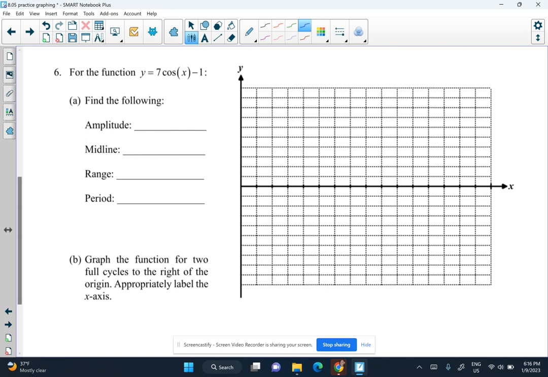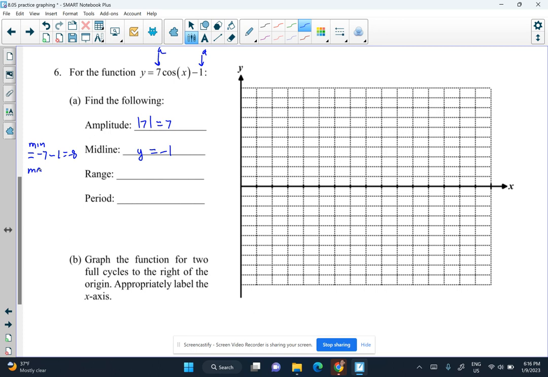Second function, number 6. We want the amplitude again. In this case, the absolute value of 7 is 7. The midline, this was A, this was D, is y equals -1, so it's vertically shifted down 1 unit. The range, to get the minimum value, it's the negative of the amplitude, so -7 minus 1, or -8.